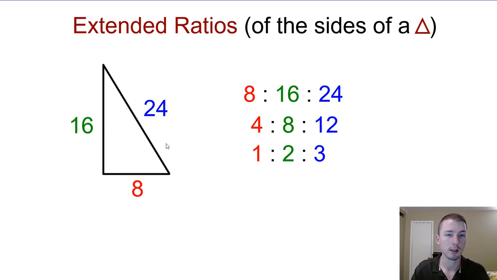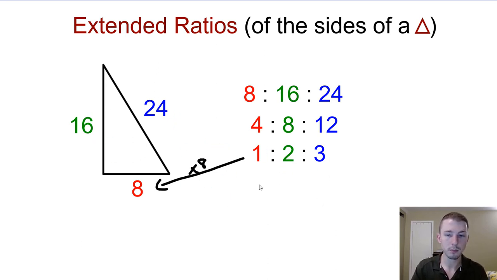So we can say that this triangle is a 1, 2, 3 triangle, or the extended ratio of the sides is 1 to 2 to 3, or at least it's similar to one of those. And then it's just multiplied by a scale factor of 8, right? If you notice here, we're multiplying 1 times 8, and in fact, 2 times 8 and 3 times 8 as well.